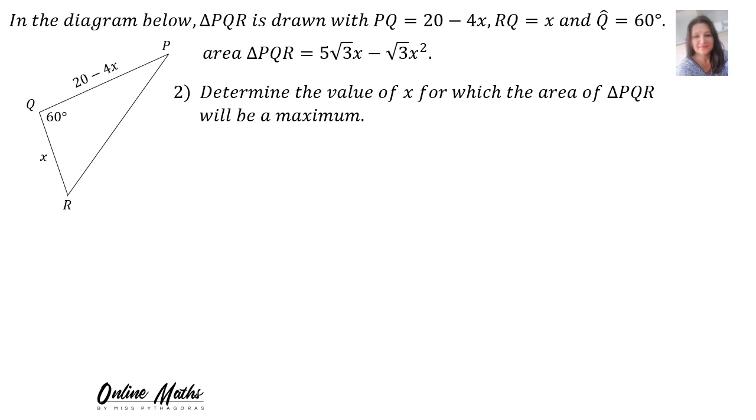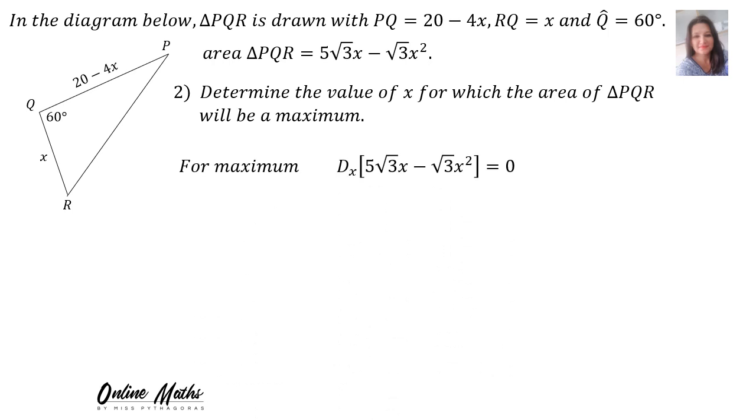Question 2 says, determine the value of x for which the area of triangle PQR will be a maximum. Now this is what makes maths so difficult, because suddenly this is paper 2, this is trigonometry, and now they are testing your knowledge of calculus. So you must understand that when they want to find the value of x for which the area will be a maximum, you will have to find the derivative and equate to 0, because the rule is for maximum and minimum, find the derivative and equate to 0.